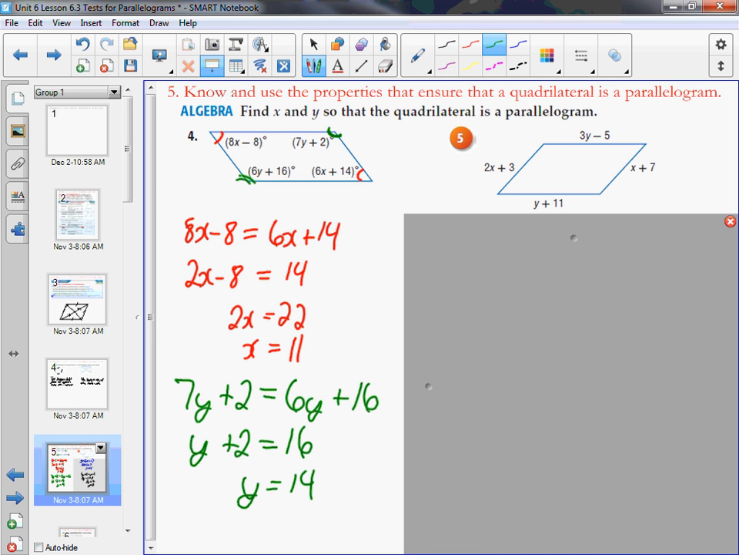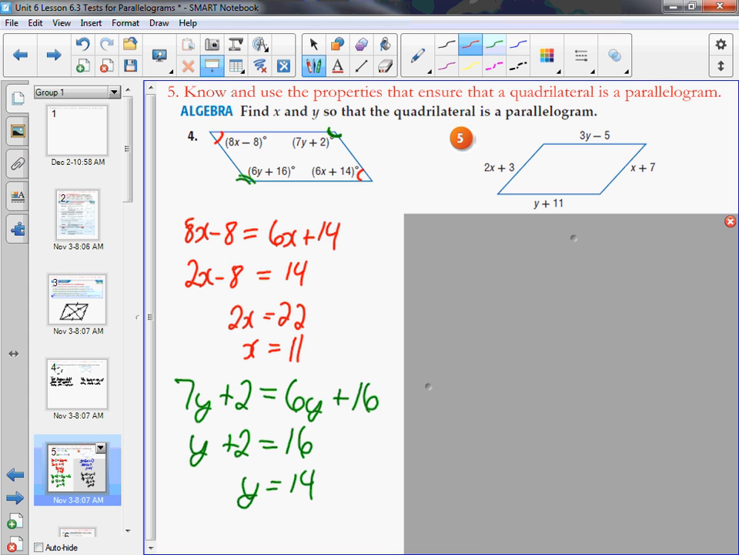So to solve for x, you can follow along with what I've done here. I subtracted 6x from both sides to get 2x minus 8 equals 14. Then I added 8 to both sides to get 2x equals 22. Then I divided by 2, and x equals 11. And then to solve for y, I subtracted 6y, then I subtracted 2, and y equals 14. So, are you with me on number 4?